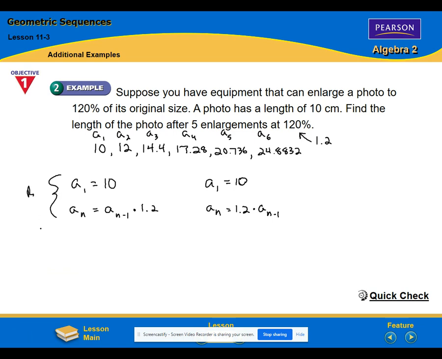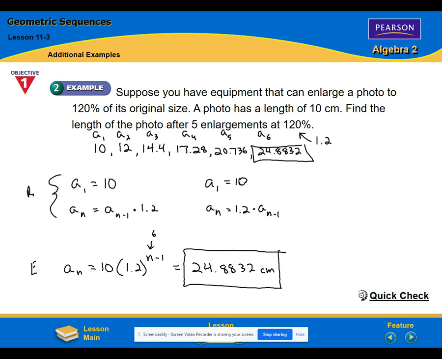And then the explicit formula would be A sub n is equal to the first term 10 times r, which was 1.2, to the n minus 1. And let's just go ahead and test that. Let's just make sure that what we're saying is correct. I wanted the 6th term in the sequence. If I plug a 6 in here, then on my calculator, I'm doing 10 times 1.2 to the 5th. And again, it gives me 24.8832. Same number. So the length of the photo after 5 enlargements is 24.8832 centimeters. This came out to 24.8832 when I plugged in a 6.